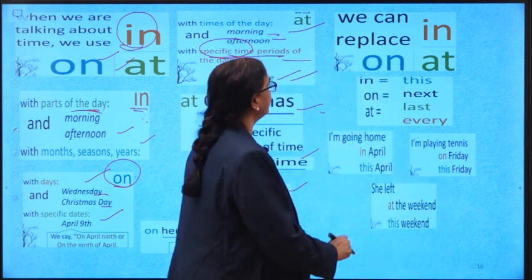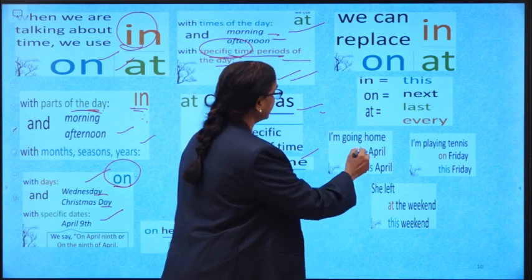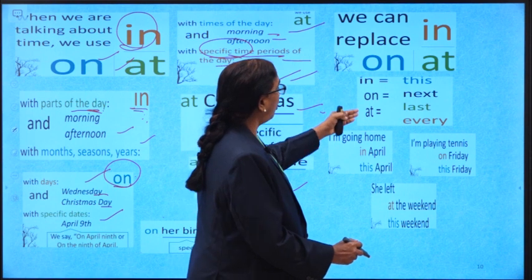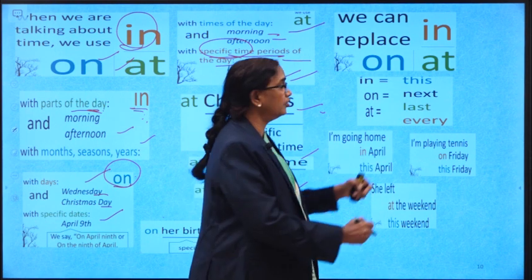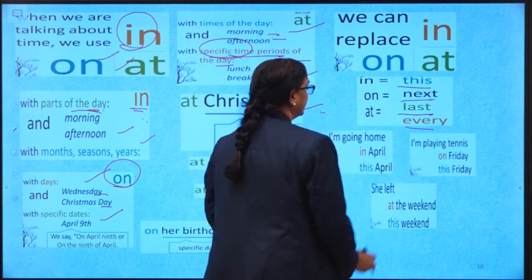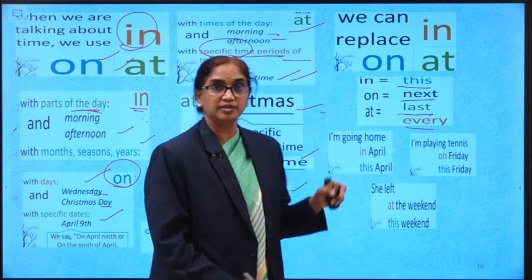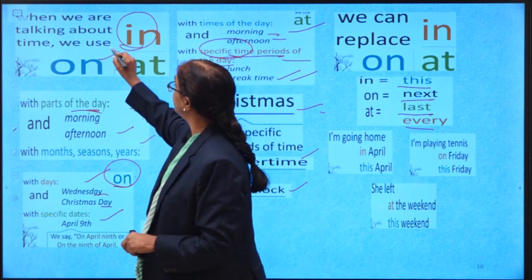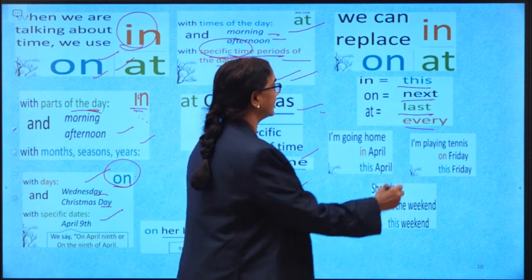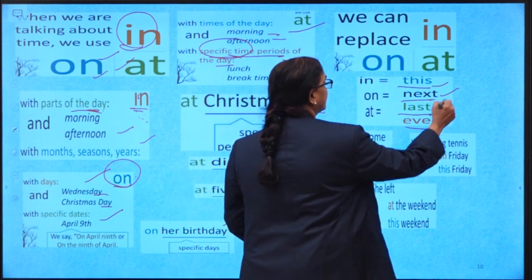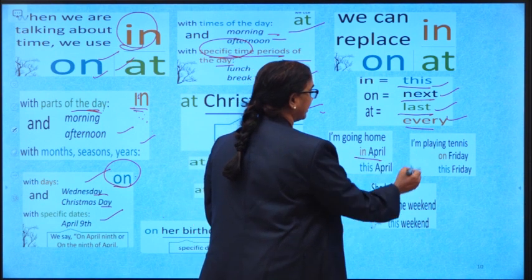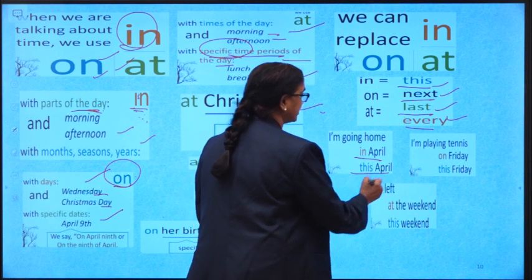And then we can replace these prepositions of time, in, on, at, with expressions like this, next, last, every. So these three prepositions of time, in, on, at, can also be substituted with other expressions like this, next, last, every. For example, I'm going home in April can be said, I'm going home this April.